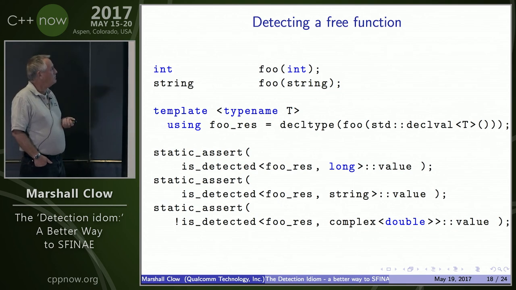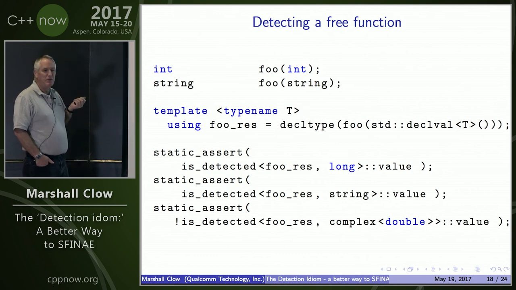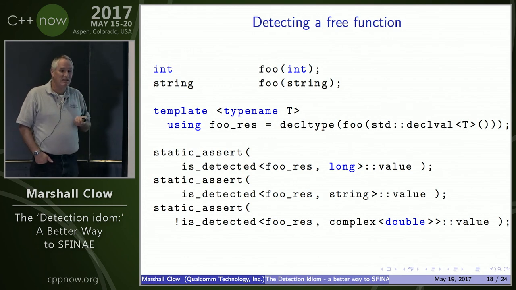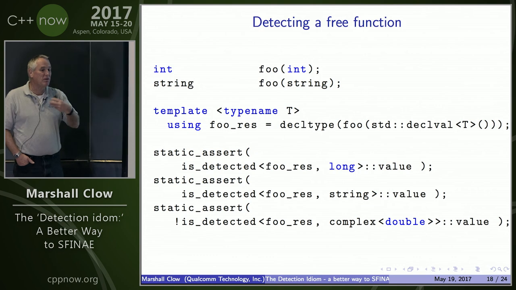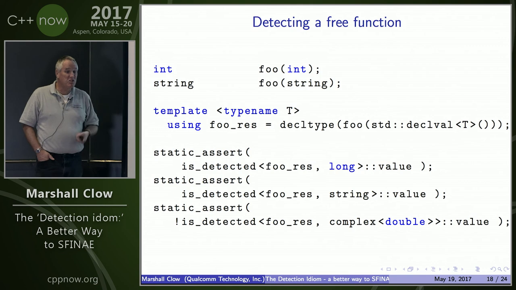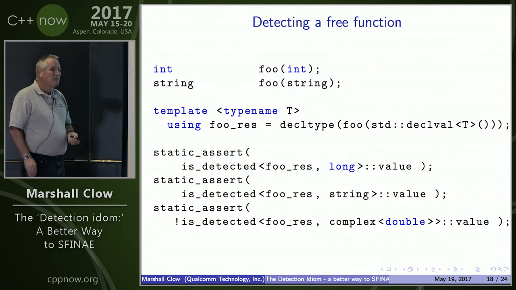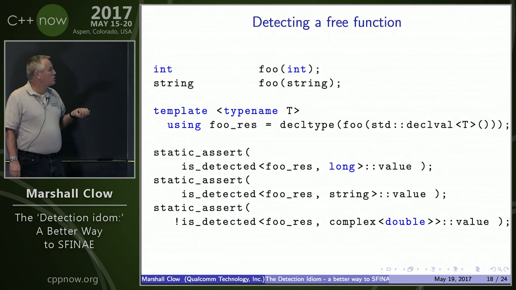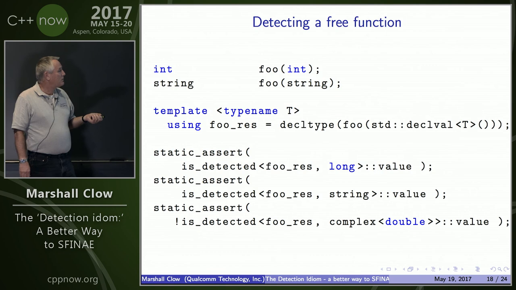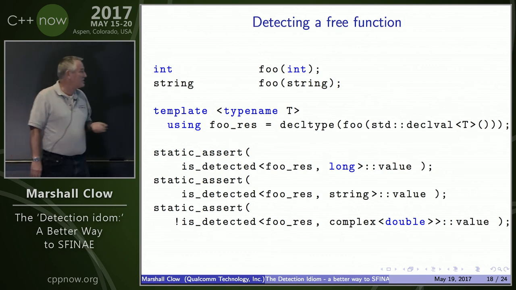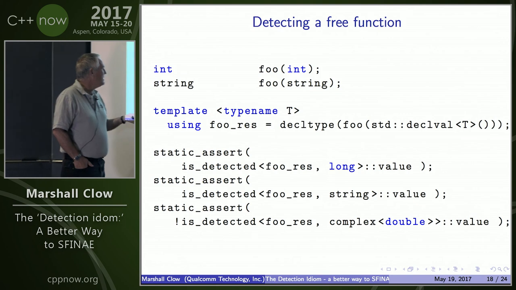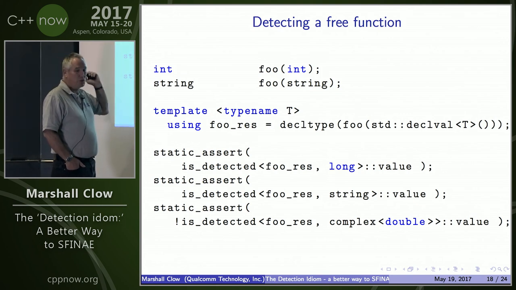So if I pass it along, it says, sure, I can do that. There's no longs up here. But long is implicitly convertible to an int. Again, we're harnessing the power of the compiler to do our checking for us. We don't have to worry about implicit conversions because the compiler knows how to do that. We try it with a string. It says, sure, got one of those. If we try it with a complex of a double, it says, no, we can't do that, because I don't know how to convert a complex double into a string or even into an int.